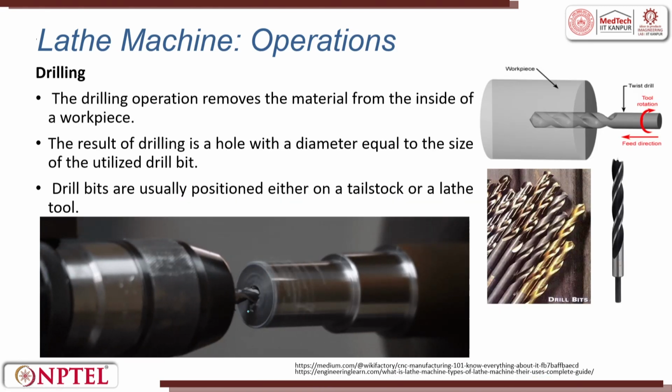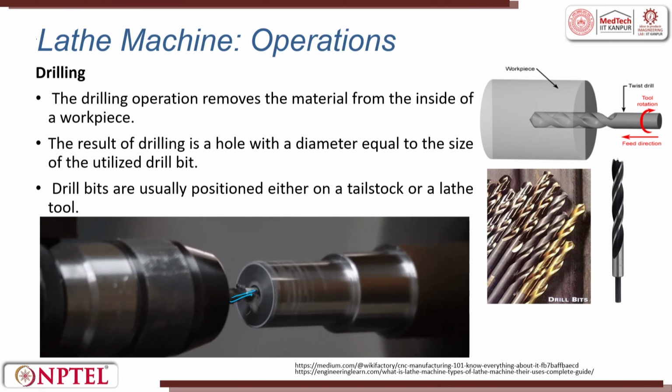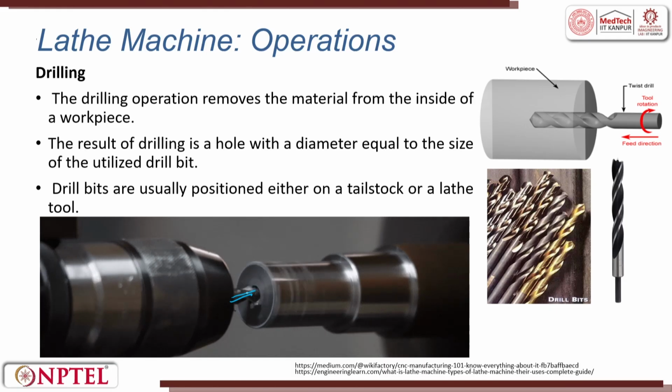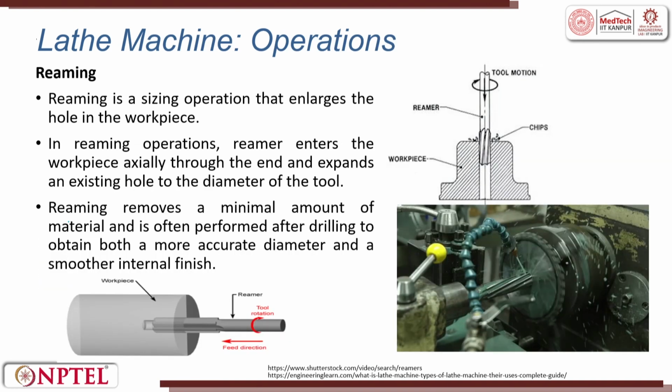Drilling. The workpiece is rotating and at the tailstock you put a spindle and then you mount a drill there. Now you manually rotate the tailstock so that the drill advances and creates a hole. The drilling operation removes the material from inside the workpiece. The result of drilling is a hole with a diameter equal to the size of the drill bit used. The drill bit is usually positioned either on the tailstock or on the tool post. You can start removing the material, creating a hole.